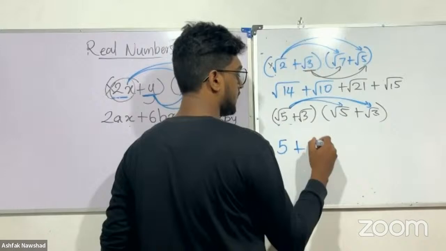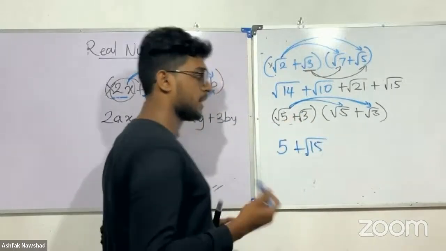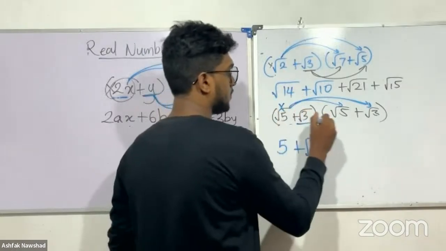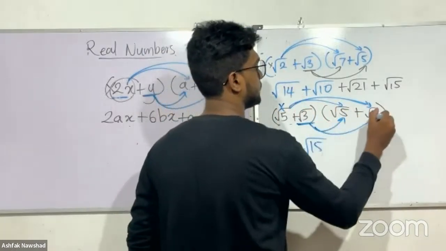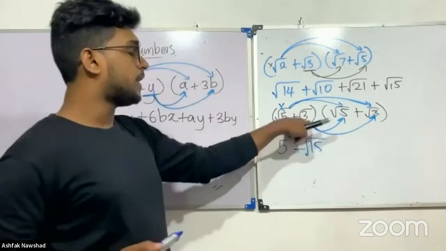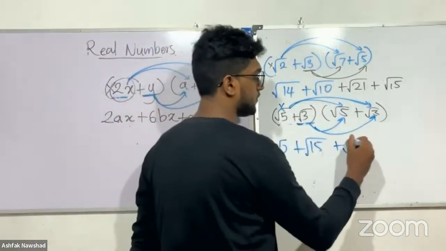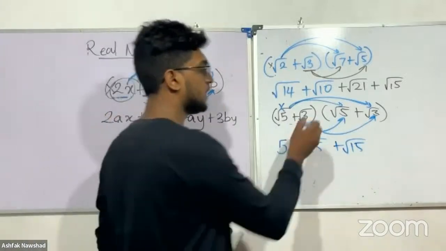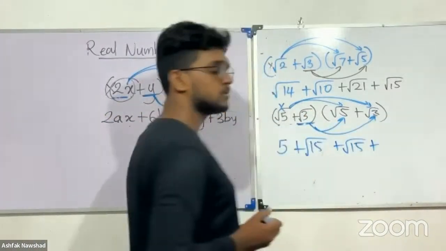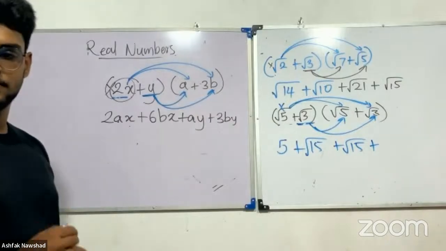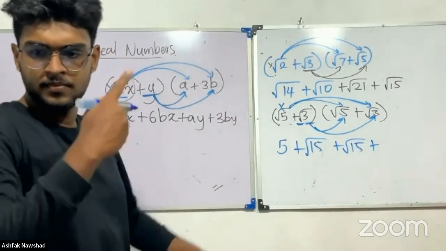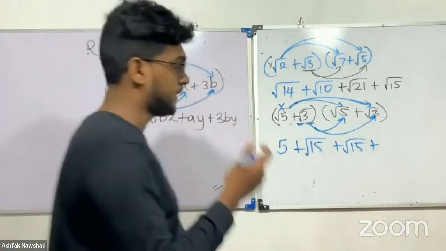5 times 3 is 15. So that's root 15. We have to write the root. And then the job of 5 is done. Now 3. Root 3 times root 5, that is also root 15. And then finally, root 3 times root 3. What is root 3 times root 3? Root 3 times root 3 is 3.